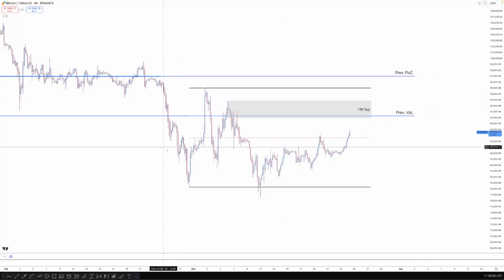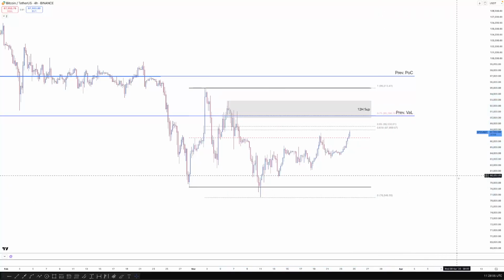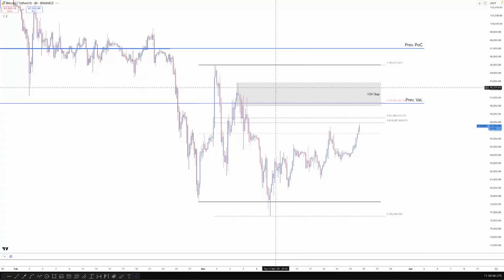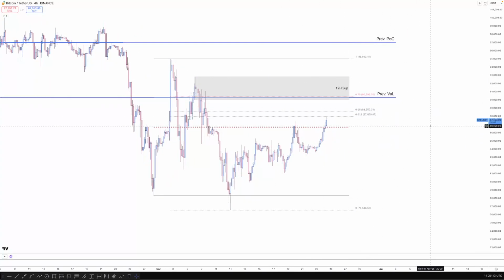To further add confluence to this level, I'm drawing my Fibonacci extension that brings me at around 90k. So I do have 3 confluences on this level. One is the previous value area low or range low of the old range we have been trading in over the past month. Then we do have a supply level here, and we do have here the Fibonacci 0.75. That would be here.